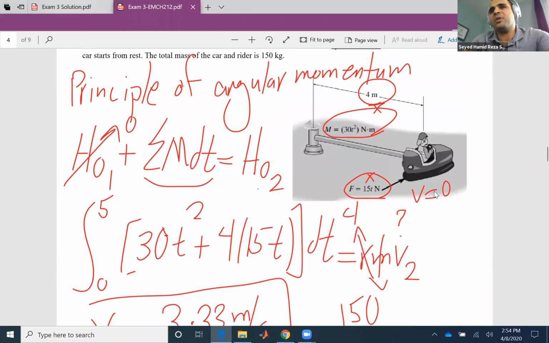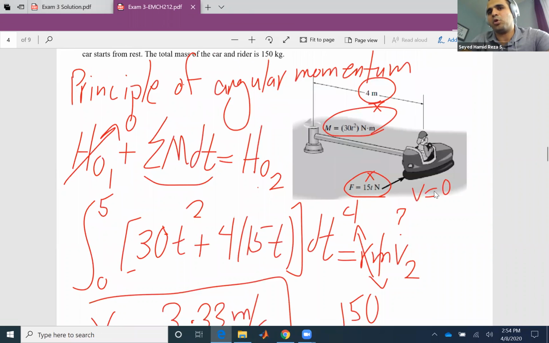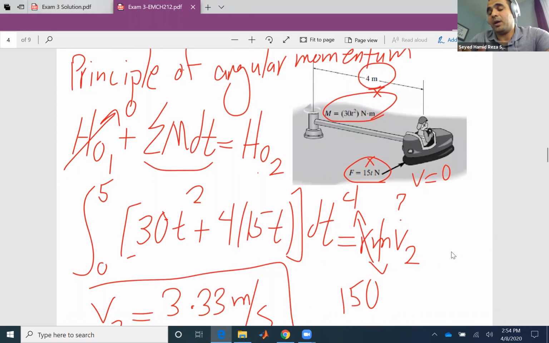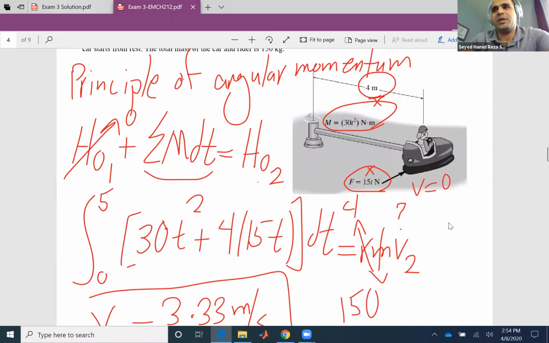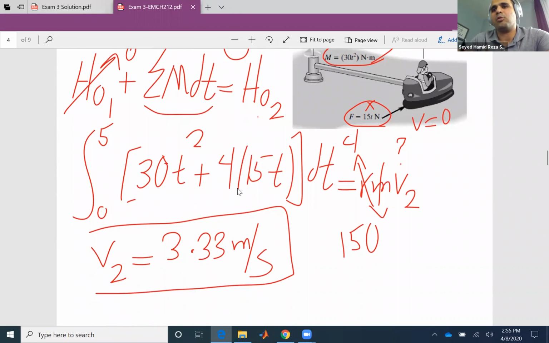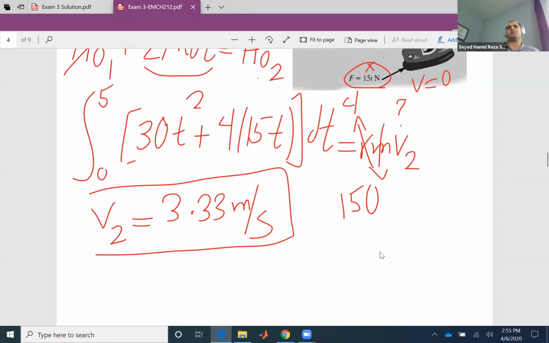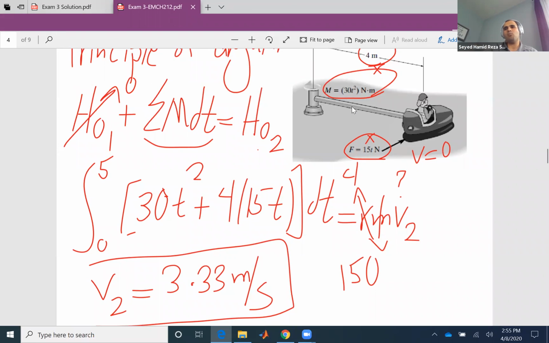So using the principle of angular momentum, we could solve the problem. And the problem becomes very simple. If you want to use other approaches, it would be very challenging. So here we had the initial velocity, we want to find the final velocity. But we have momentum acting on our system and also angular momentum. So we could write the conservation or principle of angular momentum and solve for the final velocity, which is 3.33 meter per second. So if these forces and moments act on our system, the velocity will increase from 0 to 3.33 in 5 seconds.